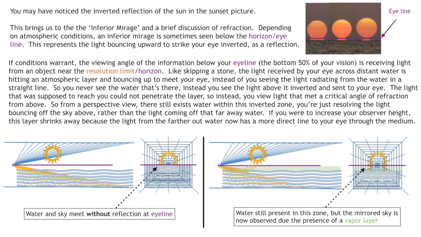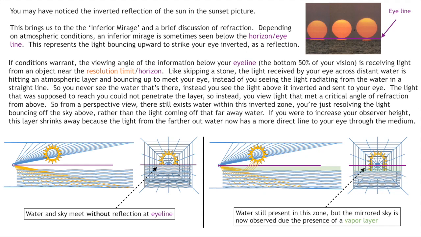So I try to depict that here on the lower right with this green vapor layer by taking some of the yellow rays that were coming off the water. The rays that were the most shallow and were trying to reach your eye, they refracted away, and I didn't depict those here, but they met a critical angle of sorts, and they refracted away from your eye. They never met your eye. But there are angles above that hit this layer and refract to your eye inverted, and that is essentially what you're seeing.